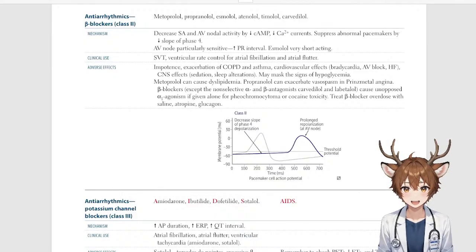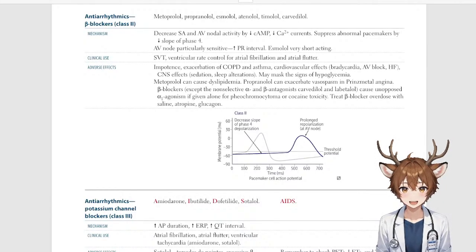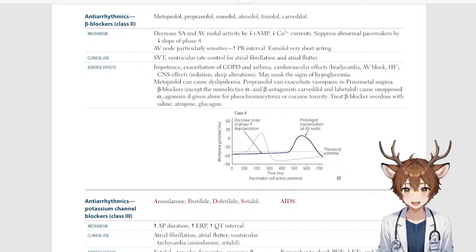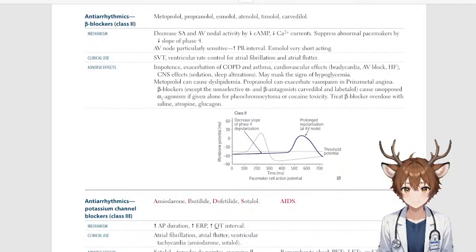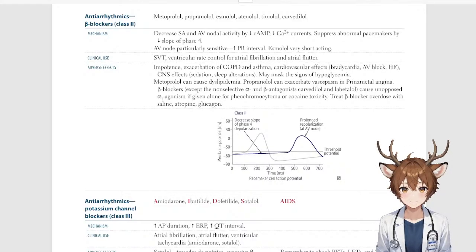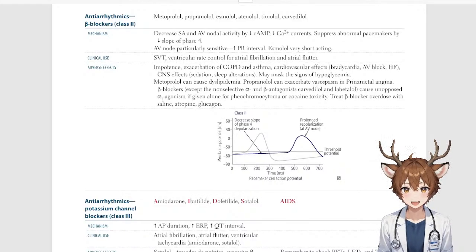Now, what about antiarrhythmics that are beta blockers? These are class 2 antiarrhythmics. We've talked about beta blockers before. We'll go into some detail here as well. We have metoprolol, propranolol, esmolol, atenolol, timolol, and carvedilol. So they have that lol suffix.